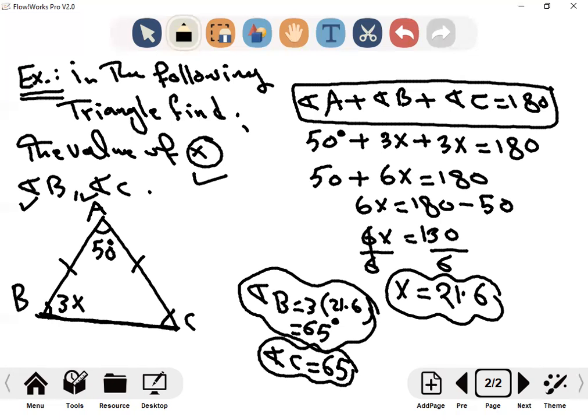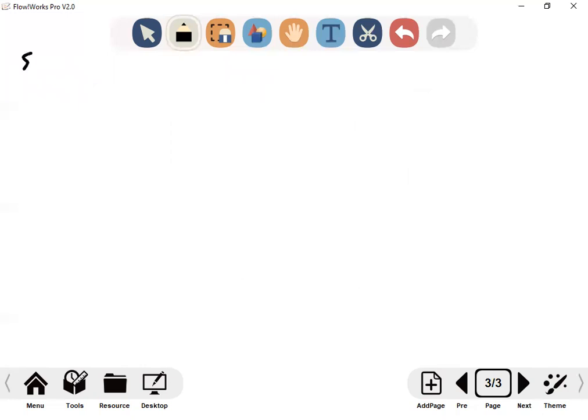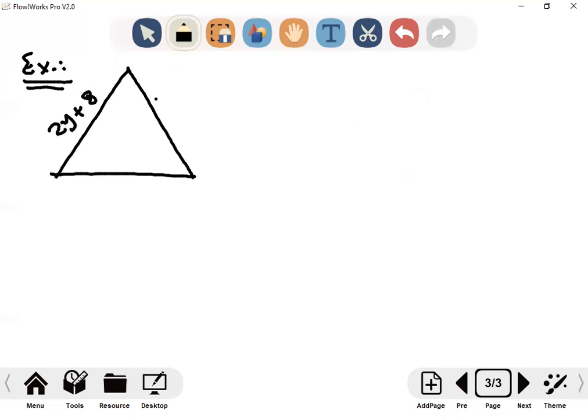Another example. Wait for me to write it. Example. If you have this triangle here, with 2y plus 8 and y minus 3, and here I gave you this 50 degrees and this 50 degrees. This will be 50, 50, 100, this should be 80, right? Find y.